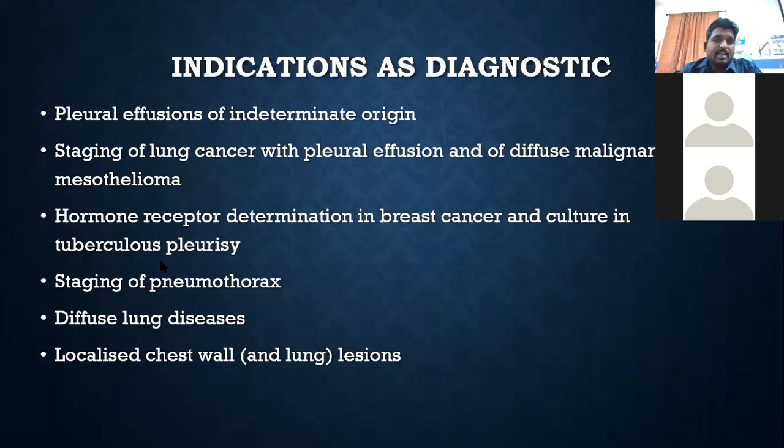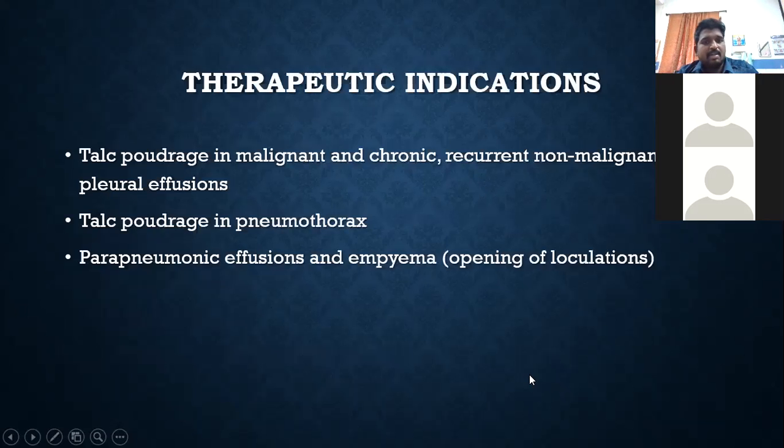Other indications include staging of lung cancer with pleural effusion, diffuse malignant mesothelioma, hormone receptor determination in breast cancer, and culture in tubercular pleurisy. Staging of pneumothorax. In case of diffuse lung diseases, you can do a biopsy by thoracoscopy. Localized chest wall lesions also can be approached by thoracoscopy. What are the therapeutic indications? To achieve pleural symphysis, by doing talc poudrage, and talc poudrage in pneumothorax to do a pleurodesis, and then in parapneumonic effusion and empyema, for opening up the locules and to break up the adhesions.